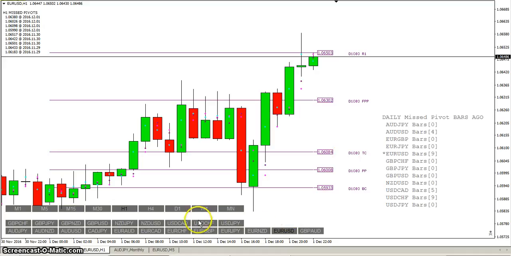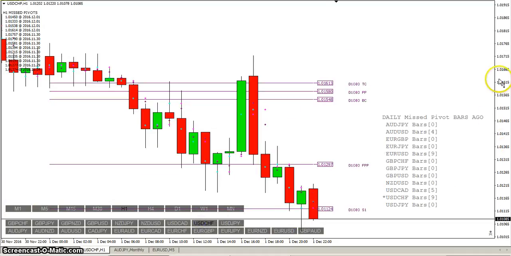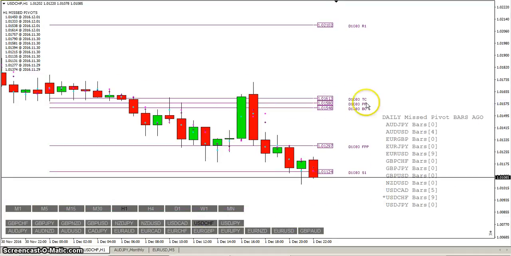Let's see. Dollar franc has had a lot of activity. You can see here it took out the pivot. Here's the future pivot, so look for it to make a run up to this area sometime tomorrow. Got about an hour and 15 left in the day. So that's the future and the missed pivots.